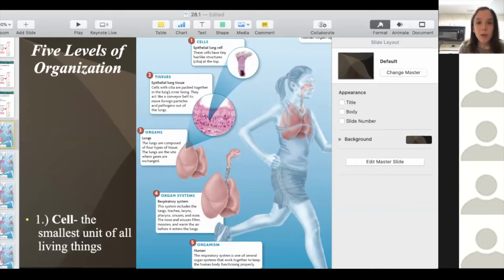You have about 200 different cell types in your body. So they include things like skin, blood, muscle, nervous tissue, brain tissue. And they each have their own job to do to make up an organ system in the body.